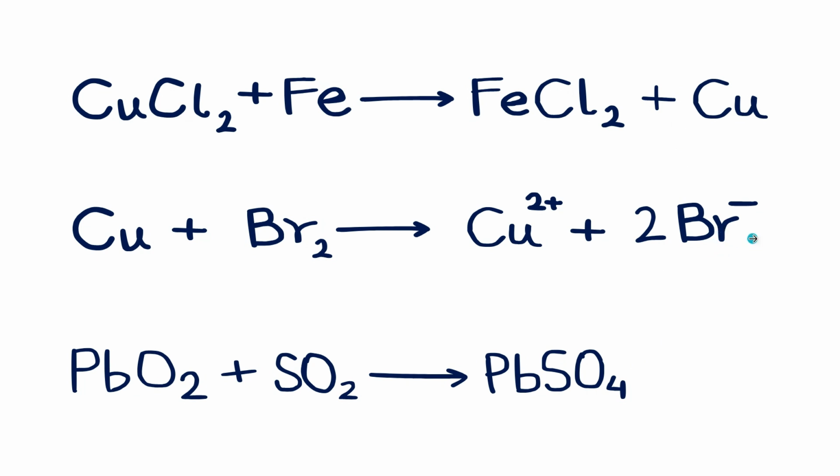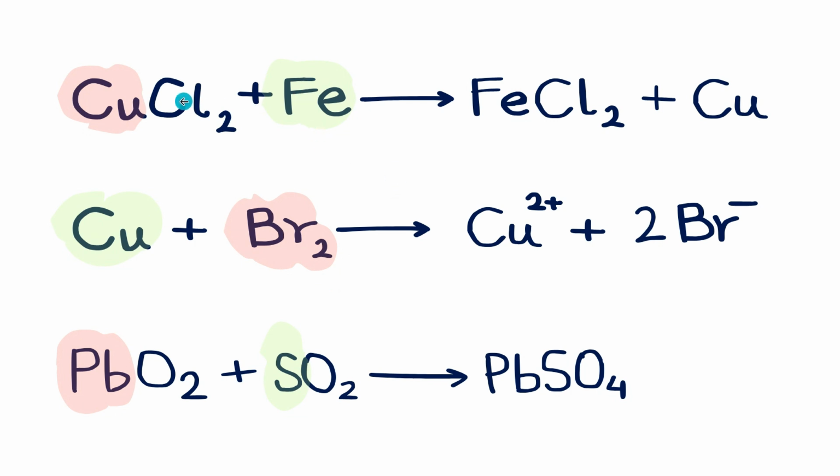Now, if you paused the video, you must have worked out that copper, bromine, and lead were reduced, or they gained electrons, or they were oxidizing agents. Meanwhile, iron, copper, and sulfur lost electrons, were oxidized, and acted as reducing agents. Remember, something that gets reduced oxidizes others, so it is an oxidizing agent, and something which gets oxidized reduces others, so it is a reducing agent.